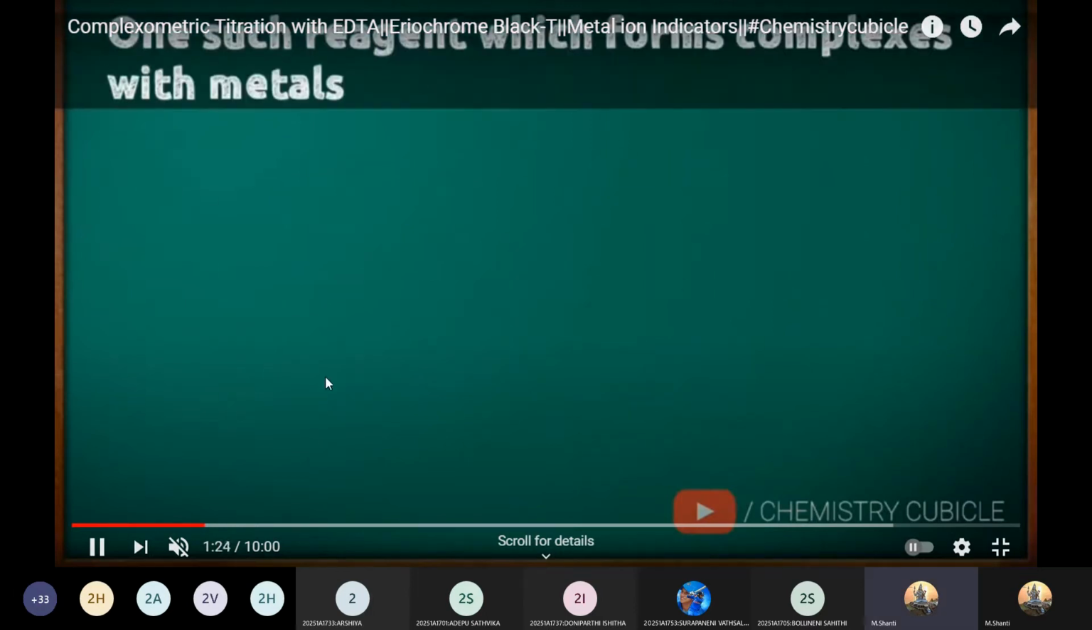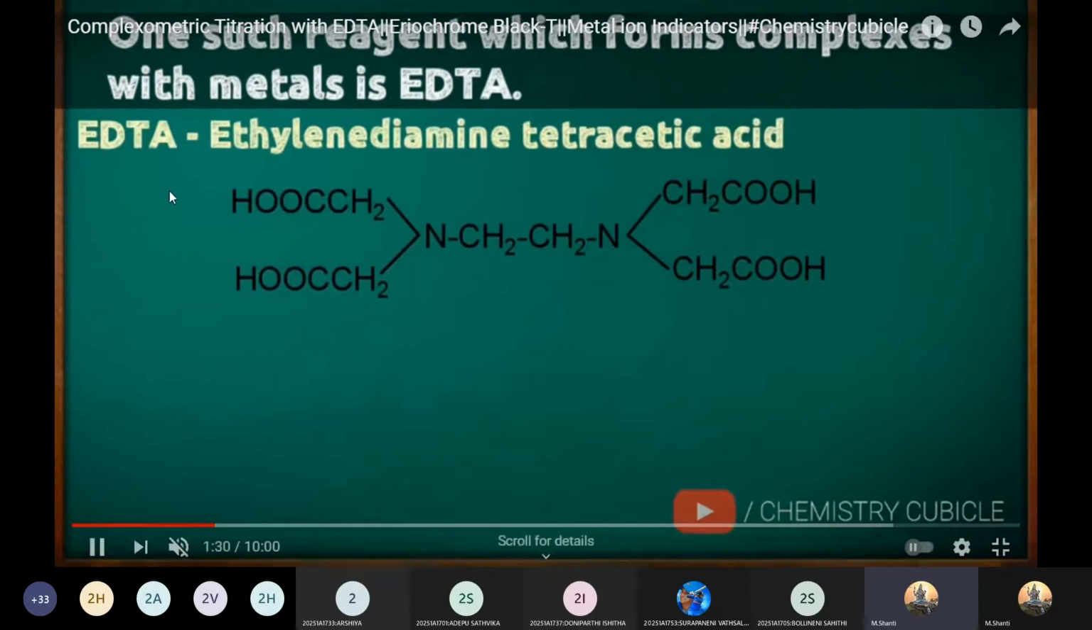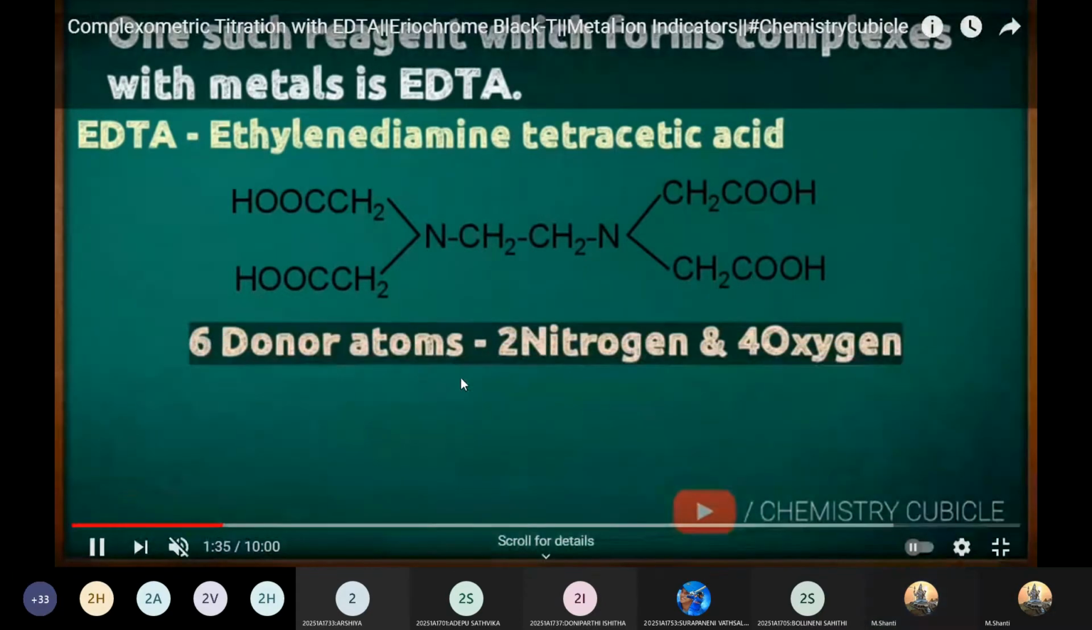An example of one such reagent is EDTA. They are going to show the EDTA structure now. EDTA, as everyone knows, is ethylenediaminetetraacetic acid, and the structure is this one. I have already shown you this structure in the last class. It has 6 donor atoms, 2 nitrogens and 4 oxygens, the 4 oxygens coming from 4 acetate groups and the 2 nitrogens here.